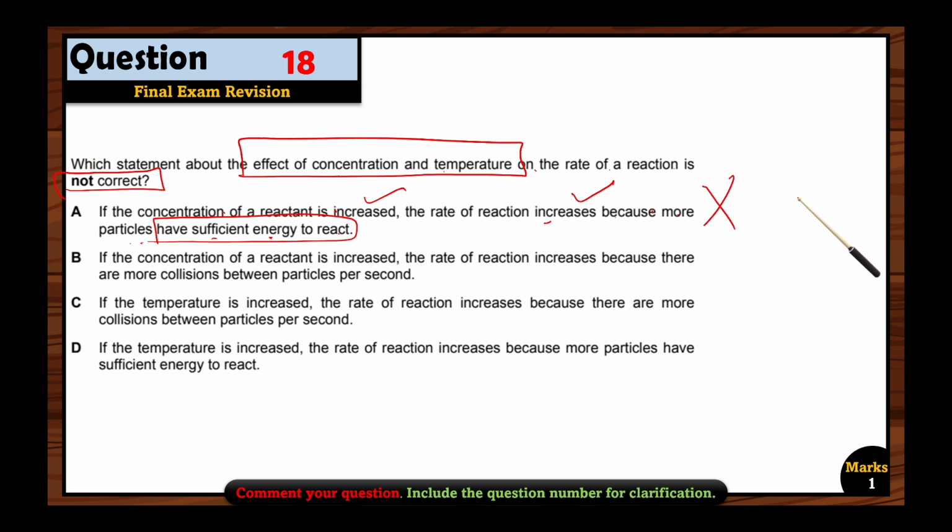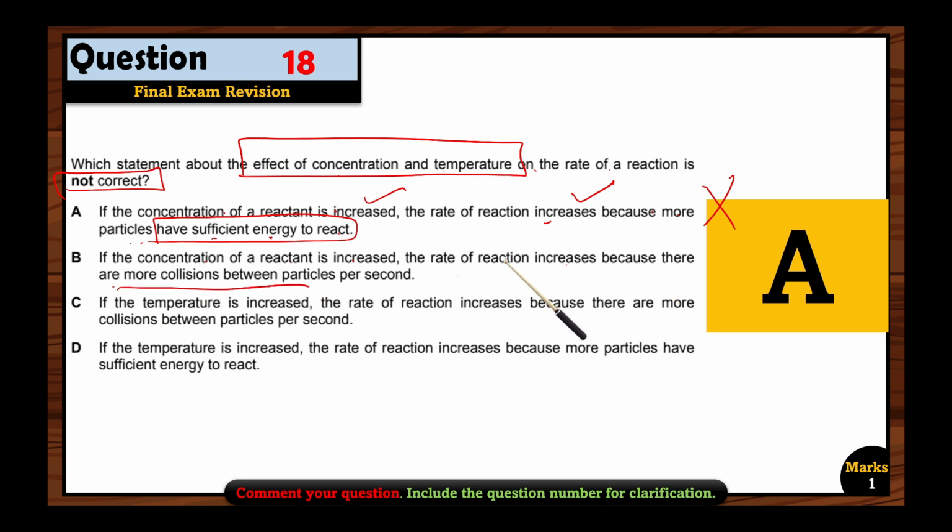So option A is the not correct option for this one. Okay, but we can still see B, C, and D. If the concentration of reactant is increased, the rate of reaction increases because there are more collisions. Yes, that's right. If the temperature is increased, the rate of reaction increases. Yes, because there are more collisions between the particles per second. Yes. If the temperature is increased, the rate of the reaction increases because more particles have sufficient energy to react.